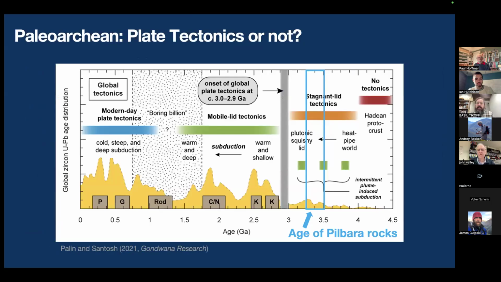This group probably needs no introduction to the general topic of whether plate tectonics were active at this time. We can all agree they're active in the Phanerozoic, and then after that, we don't really know. There's a lot of disagreement. What's interesting is if you look at the age of Pilbara rocks on a plot of global zircon uranium-lead distribution versus age, the age of the Pilbara is about 3.2 to 3.5. It's proposed to be a time of different kinds of tectonics, but maybe sort of a stagnant lid. And it's relatively undisturbed by later events. So it's really quite a good place to look at it.